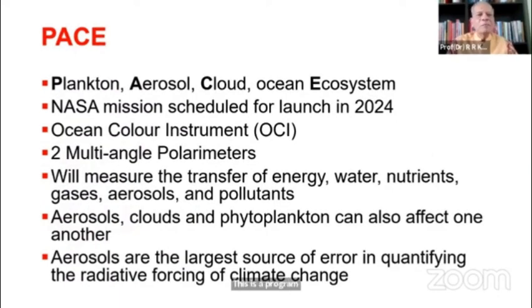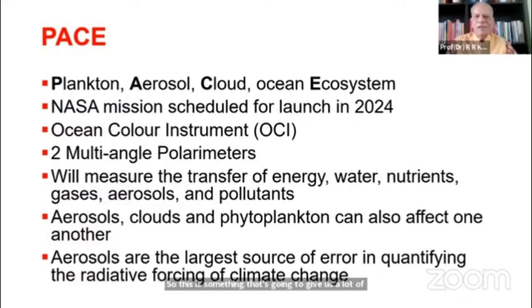There's one more satellite called PACE. This is an acronym for Plankton, Aerosol, Cloud, Ocean Ecosystem. This is also a NASA mission. It's scheduled for launch in 2024, and it has an ocean color instrument. It has 2 multi-angle polarimeters, and it measures almost everything. It measures energy, water, nutrients, gases, aerosols, and pollutants. So this is something that's going to give us a lot of information on a lot of things.